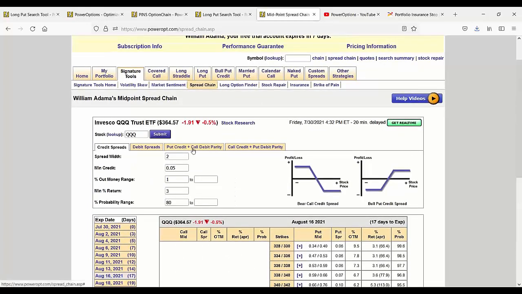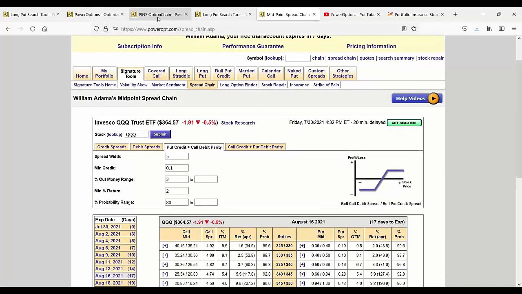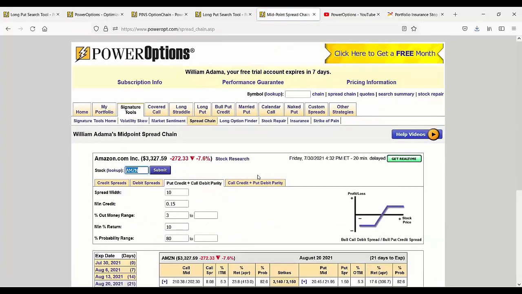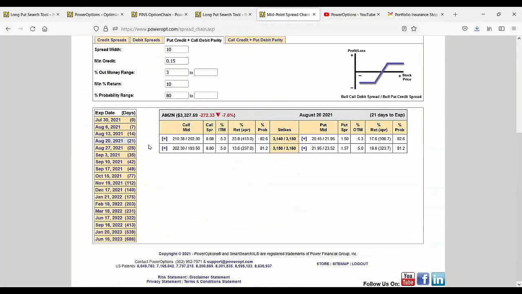Now, I'm going to go back real quick. Let's go back to Amazon. Change my numbers again, okay? I'm going to stick with, of course, 10. And we're going to stick with 15. 3% I think was going well for us, and 10% return, 80% probability. Okay, I want to explain this real quick, and we've jumped off a little bit.